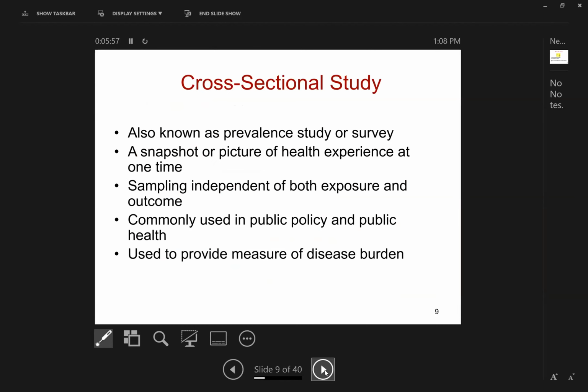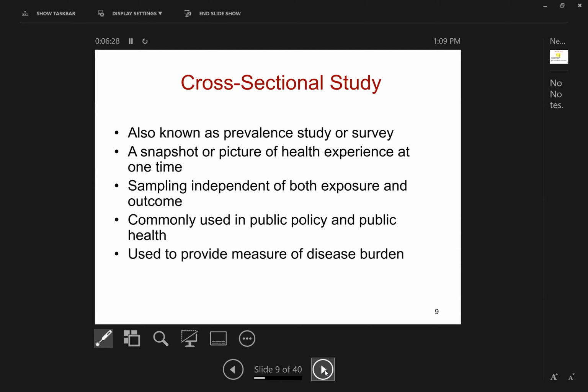So that's basically what a cross-sectional study is. It's also called a prevalence study. Sometimes we just use the term survey. Sample survey, cross-sectional study, prevalence study are all synonyms, okay? They all mean the same thing. They give you a snapshot of the picture of health at a given point in time. We sample both exposure and outcome at the same time. They are fine if all we want is to measure disease burden.